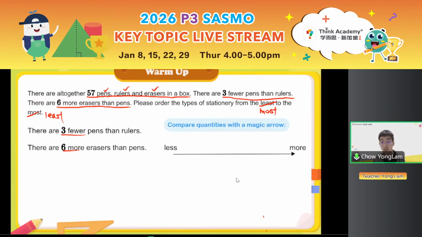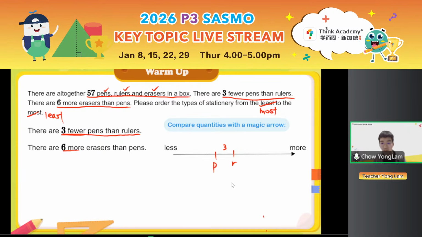So let's read each of the hints and fill them in on the magic arrow. Remember, right side is more, left side is less. Now there are 3 fewer pens than rulers. So pens is here. Should I put rulers to the left or to the right? Pens is fewer, so the ruler is on the right. Ruler is more, pen is fewer. So you follow less on the left, more on the right. Then you label the difference.